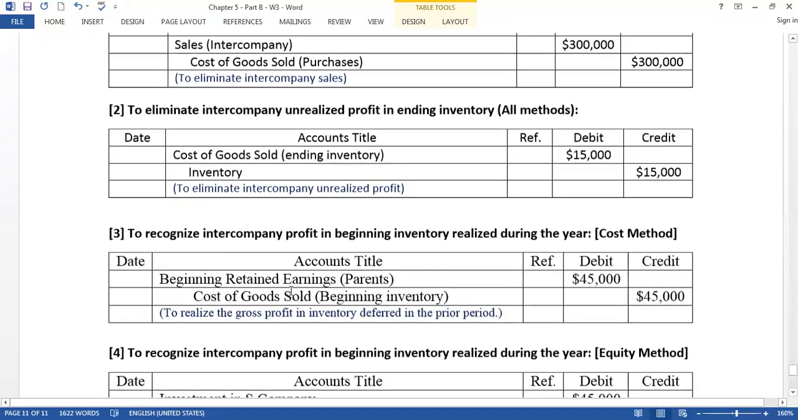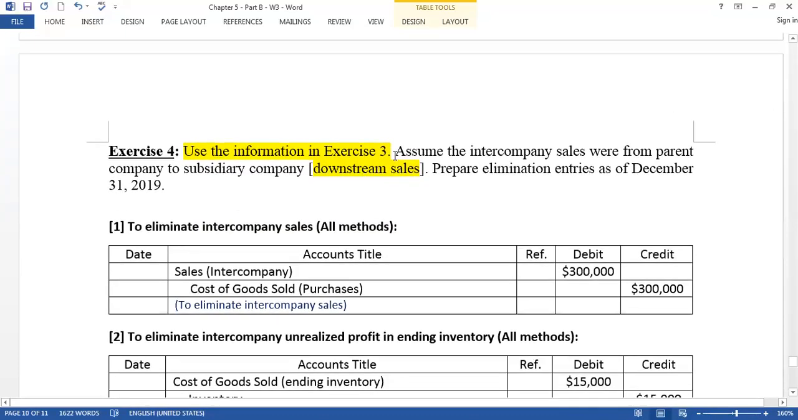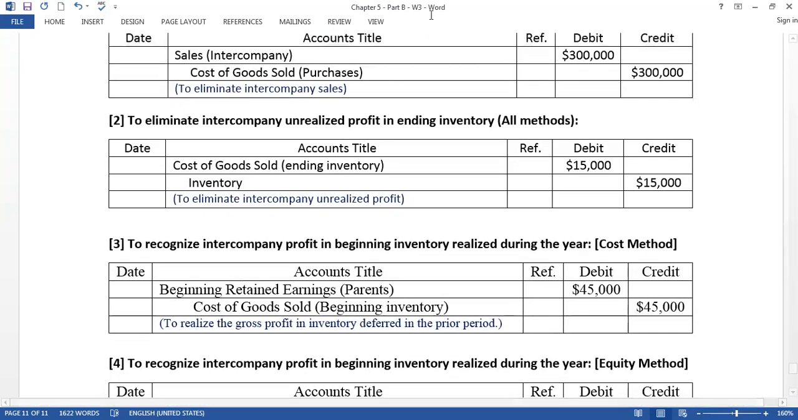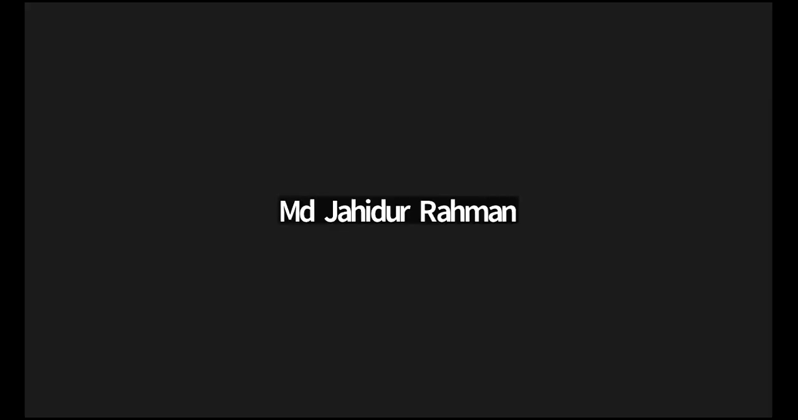So exercise 4 is the same question. I just changed it from upstream to downstream. I repeat again. Downstream means parent sends profit to subsidiary, right? So parent is not going to share its profit with anyone. But if subsidiary sends profit to parent, parent says, oh, I am only holding 90%. I will record 90%, remaining NCI.